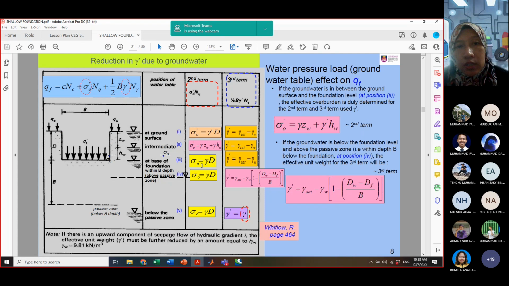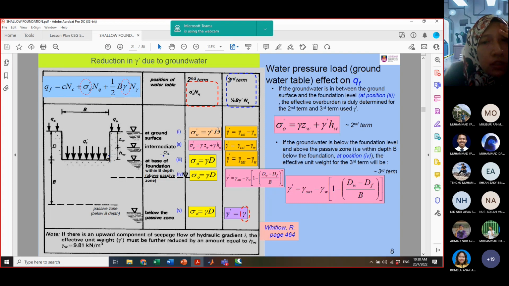Okay, we go to the next, the effect of the groundwater table. Okay, apa effect groundwater table? Groundwater table mostly affects term number 2 and also term number 3. Okay, if you have a textbook, you can refer to the textbook page 457 to the next 500 for examples. That's ideal for you to have the calculation of qf. Kemudian macam mana nak tengok the effect of water table. Okay, at the ground surface, kalau kata footing you berada pada ground surface, so kita punya overburden pressure is the effective gamma times D.